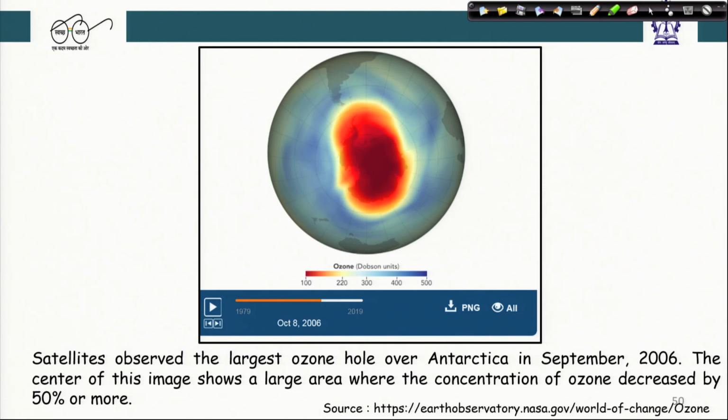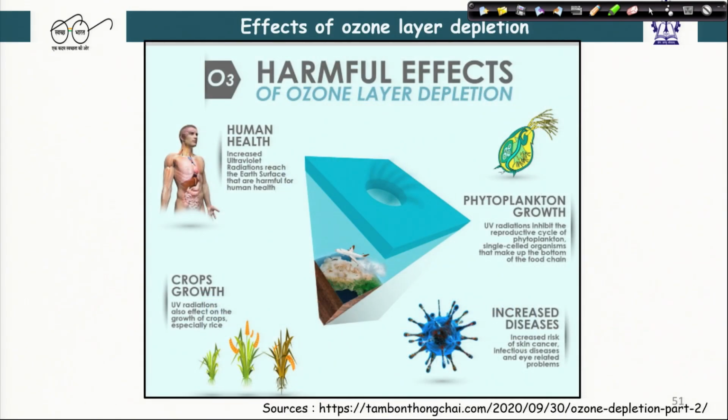Here, the satellite observed the largest ozone hole over Antarctica in September 2006. The center of this image shows a large area where the concentration of ozone decreased by 50% or more. If you look at the units here, as it becomes more and more red, it means that the concentration is going down. So that was in September 2006, but gradually we are trying to bring it back up.